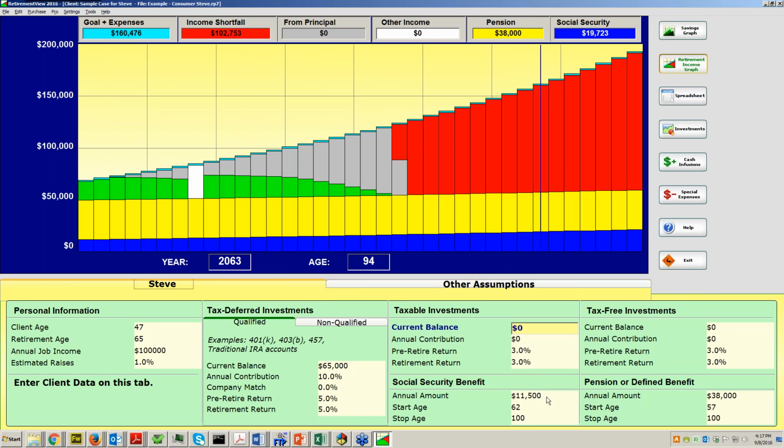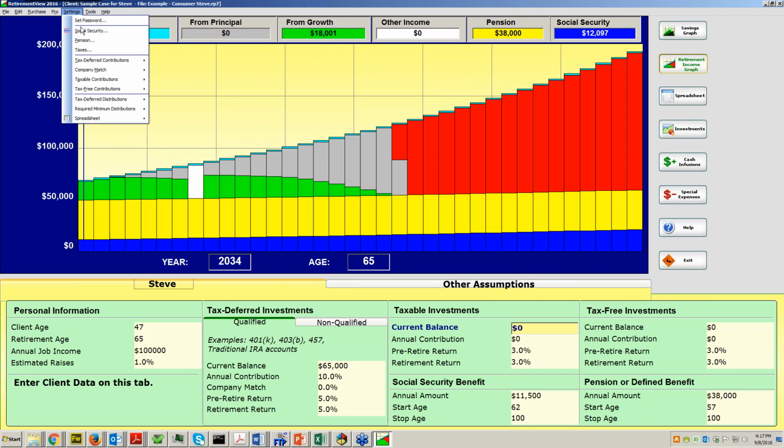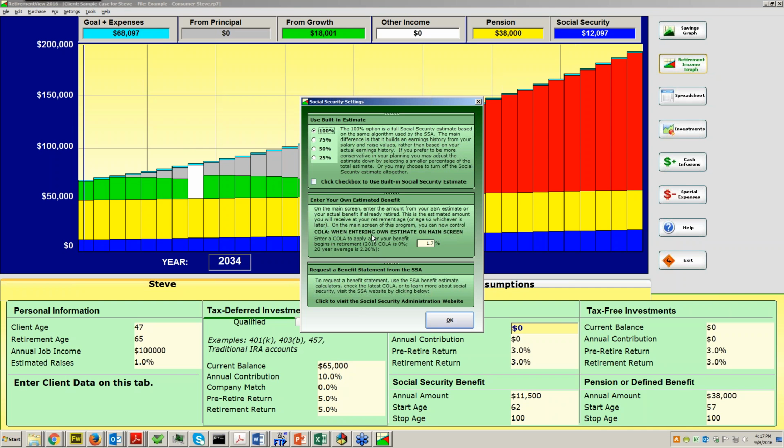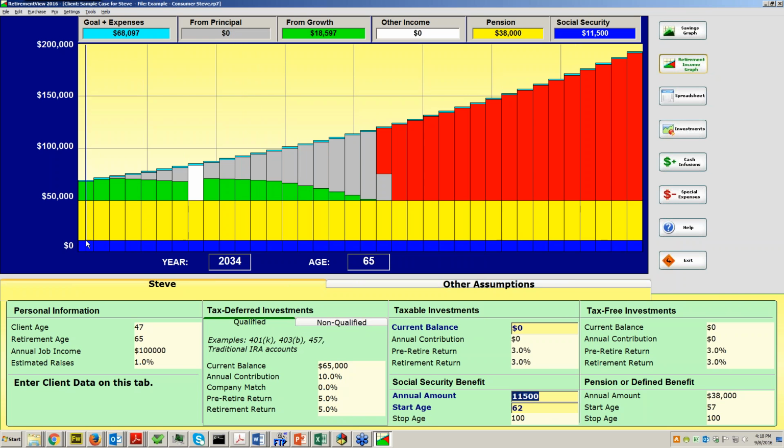And if you do that, then if I enter 11,500, the program is going to use 11,500, except we have a cost of living adjustment on Social Security, whereas on the pension we don't, so it's exactly 38,000. So if I go under settings, Social Security, and remove the cost of living adjustment and change it to 0, then now you'll see blue. You'll see up here in this box 11,500. You'll see that all the way across, just as a flat amount.